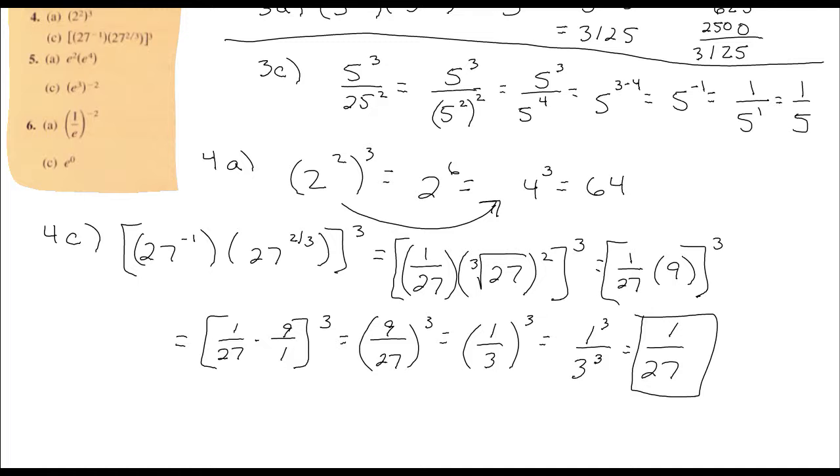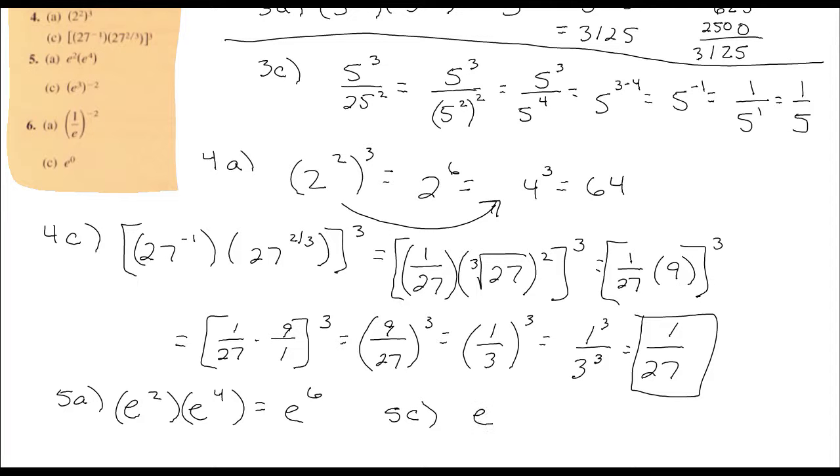Let's see, for 5A, e squared times e to the 4th. E is a number like pi. If you put it in your calculator, it'll come out 2.718 something something something. But in any event, when multiplying like bases, keep the base and add the exponents. So 5A is done.